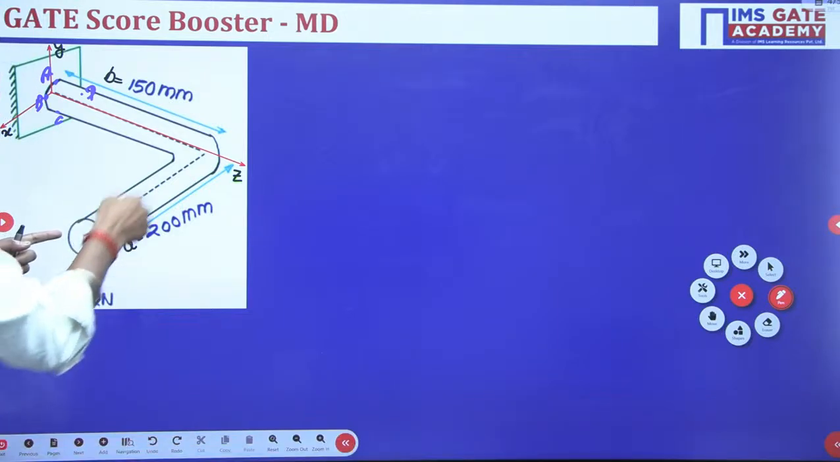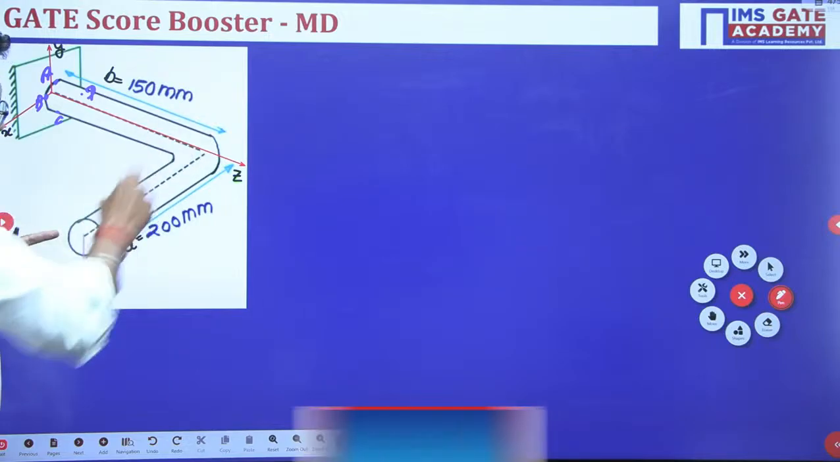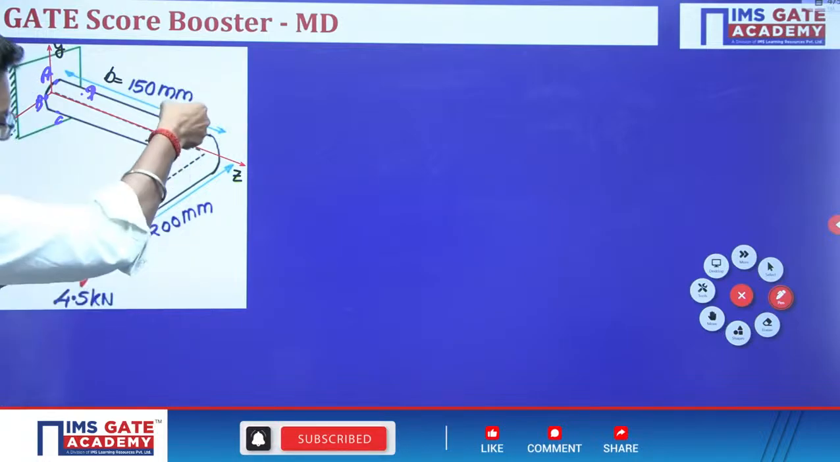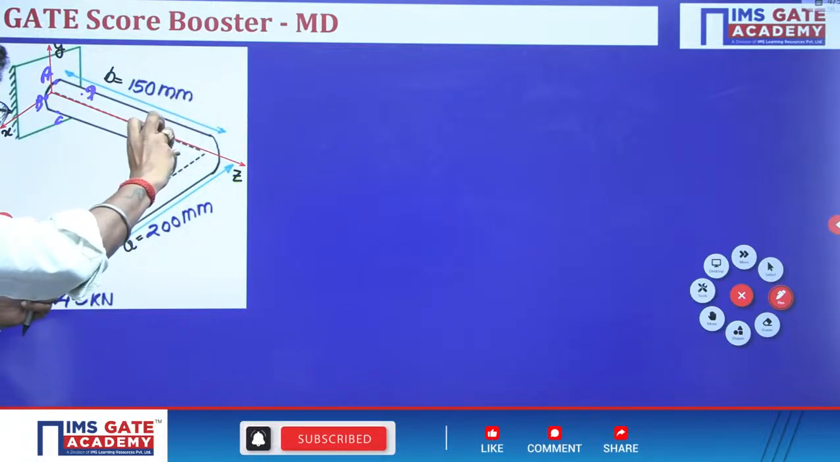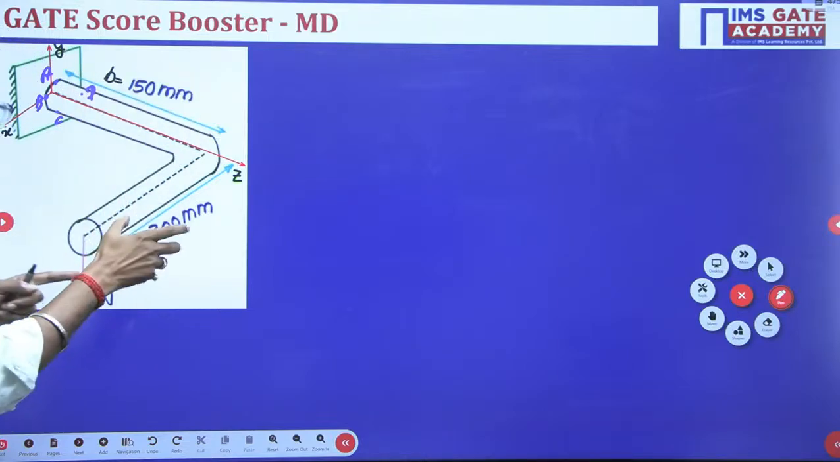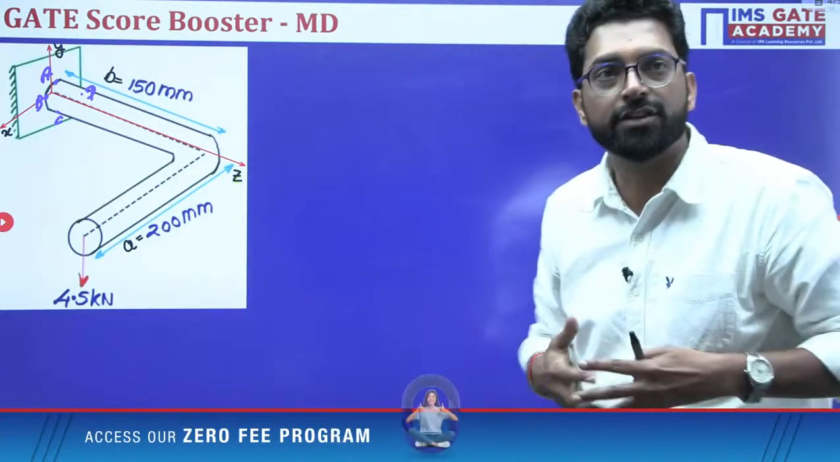What is the reaction of this force? Applying force will try to twist this shaft. This is your lever arm. So this into this will try to twist this shaft, and also if you apply the direct load here, it will be bending. So in this shaft there is a twisting and bending, that means a combined loading system.